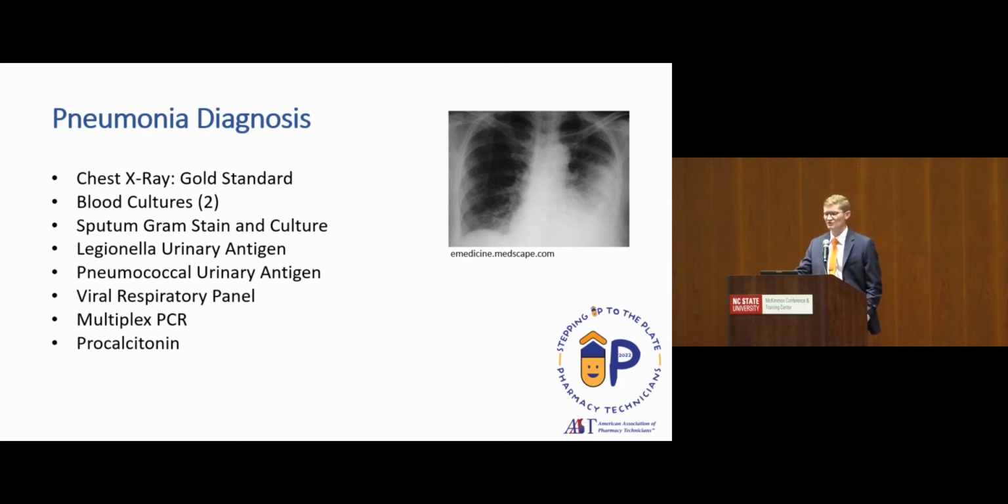And we may be able to use a procalcitonin, which is something that's been used a little more recently. It's a biomarker that's released in response to bacterial infections. So if you measured someone's procalcitonin and it was elevated, maybe that means they have a bacterial pneumonia. And if it's normal, then maybe it's a viral pneumonia.